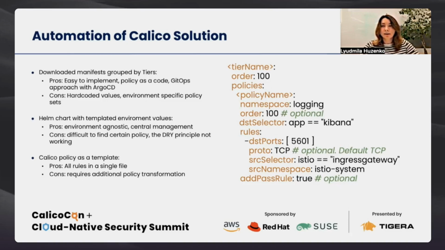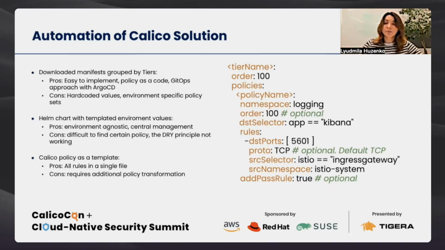But still, we have the disadvantage that in case we need to find all the policies that could be related to certain traffic, we had to look for the policies in different files and in different folders, because the traffic is going through different tiers and through different policies. Also, when you have a lot of manifests, you don't really follow the don't repeat yourself principle, as a lot of things are repeated from file to file.